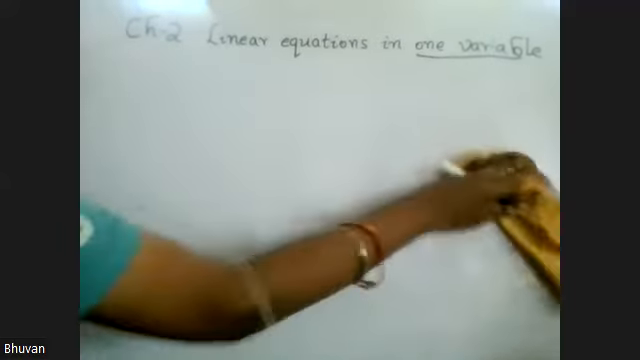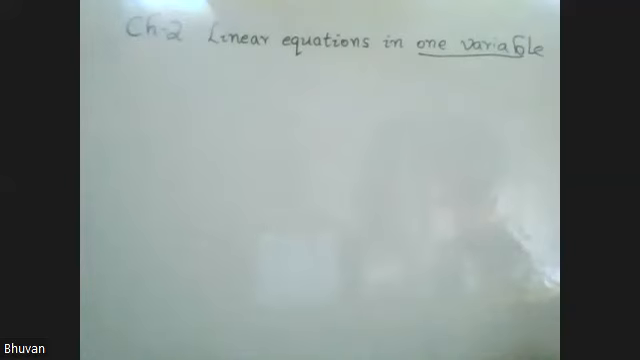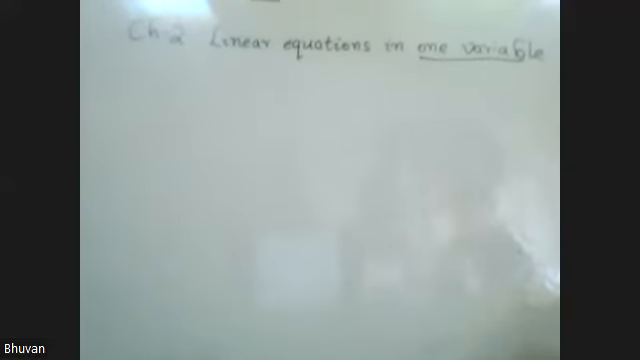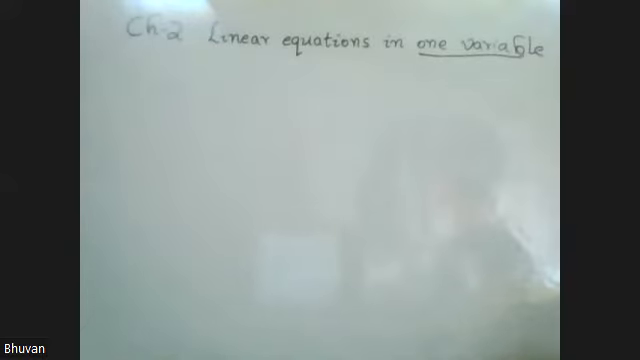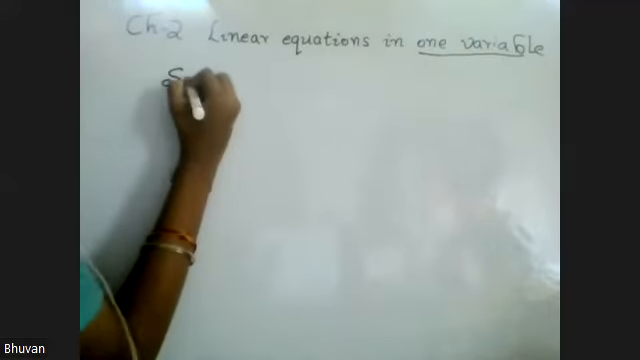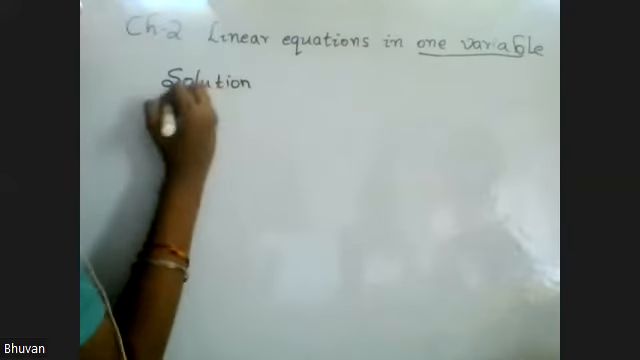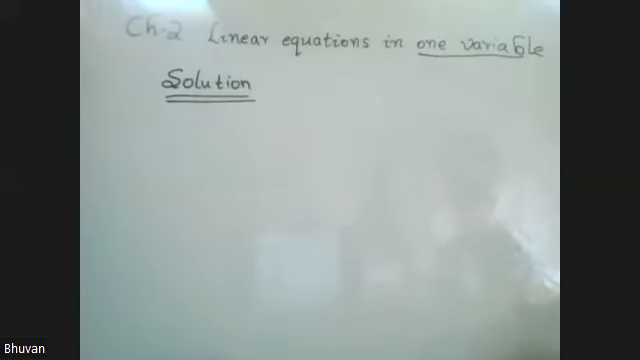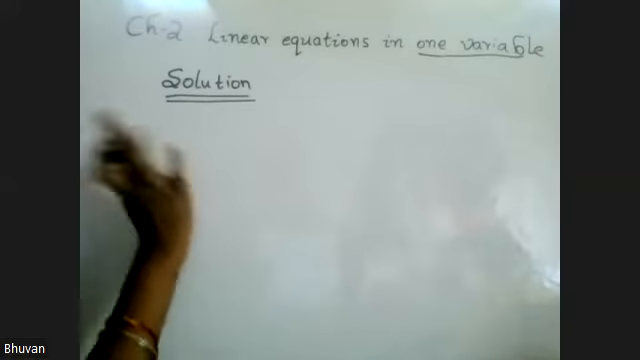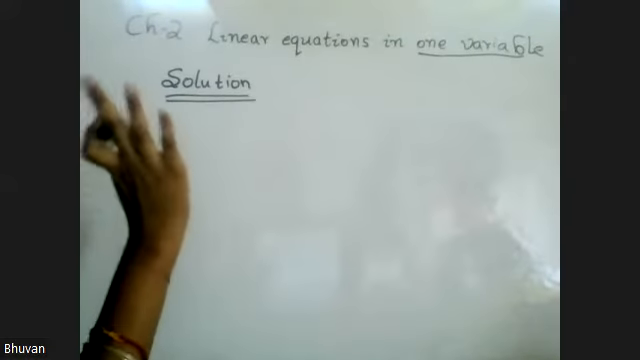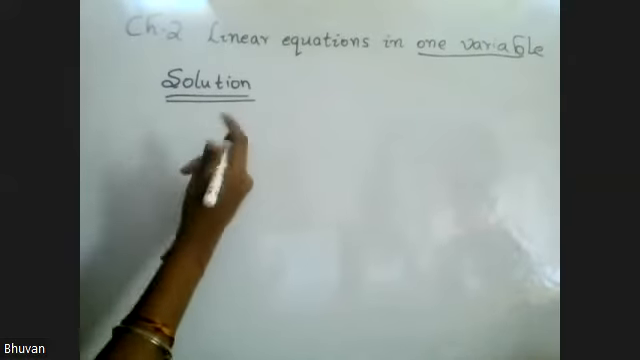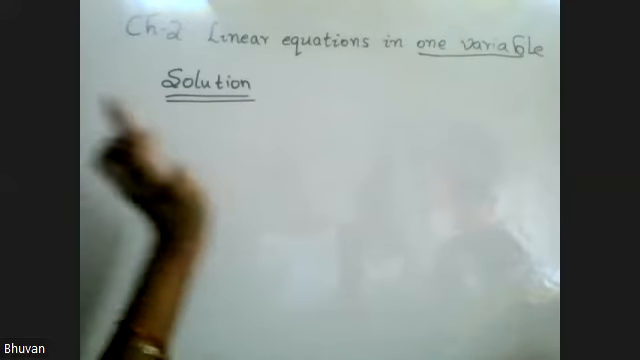So first we have seen what a linear equation is, what one variable is, how to find and analyze the degree, and how to find whether it is a linear expression or not. Now we shall see how to find the solution of an equation. The value of the variable which satisfies the equation is called the solution.